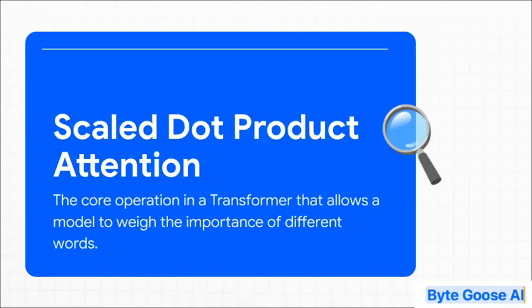So, what's the secret sauce inside a transformer? It really comes down to this one core operation, scaled dot product attention. You can think of it as the model's ability to focus. It lets the model look at a whole sentence and decide which words are most important to which other words. Every single word gets compared to every other word. This creates an incredibly rich understanding of context, but as you can imagine, that's a ton of computation, especially if you just write it out the simple way.